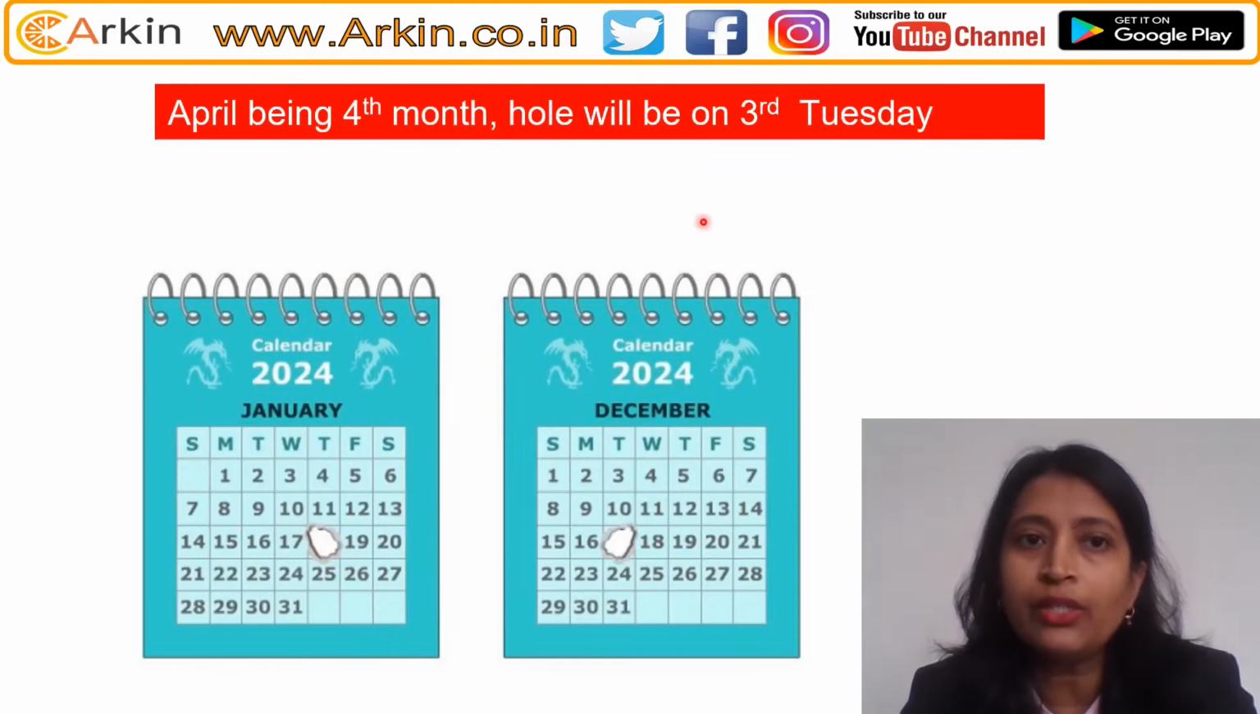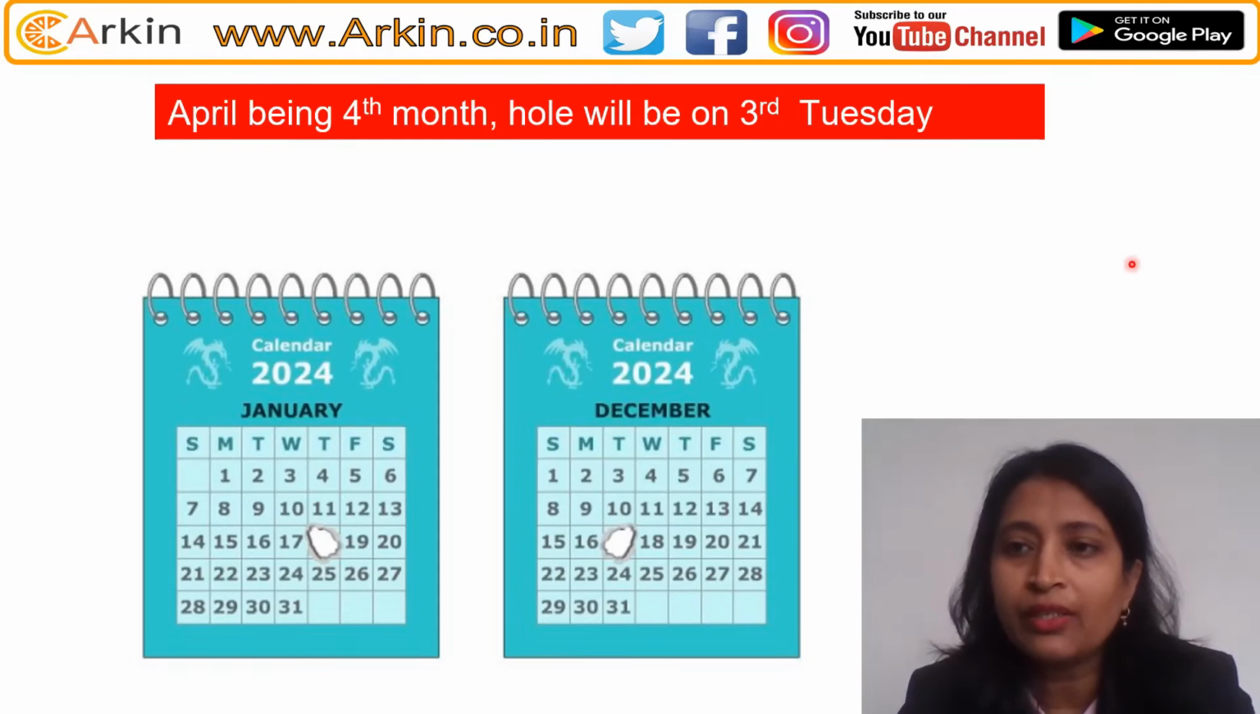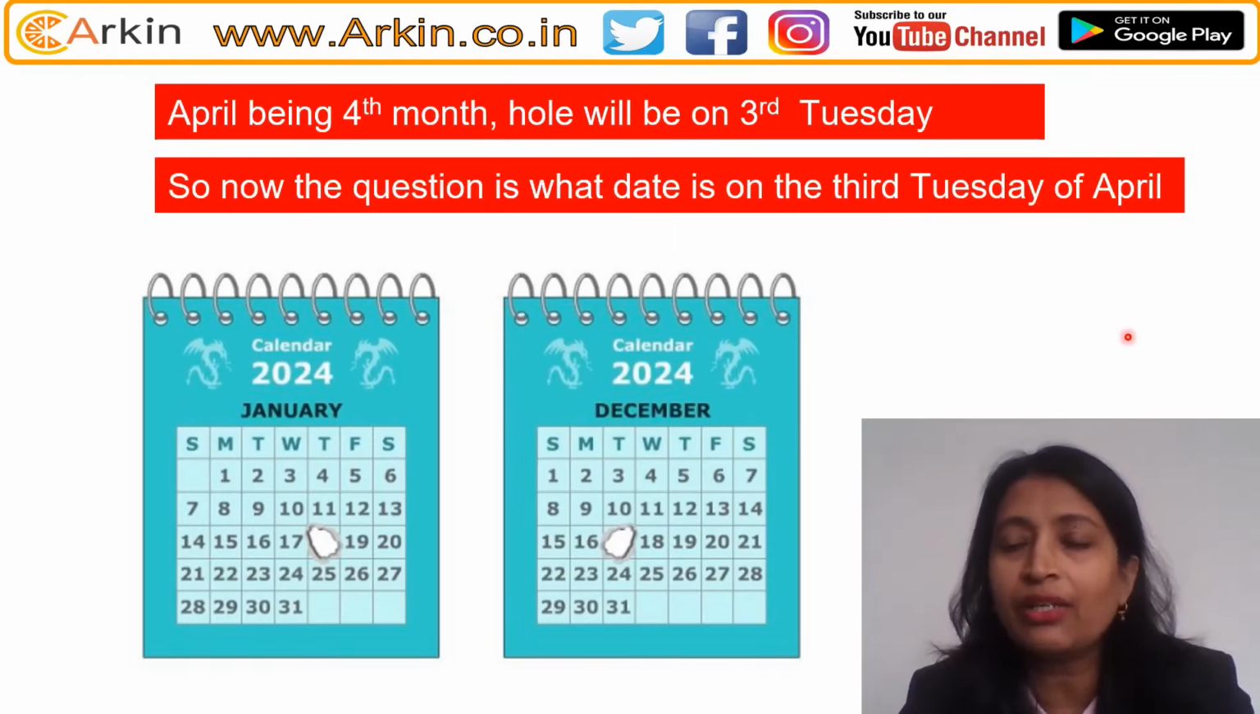So the question here becomes, April being the 4th month, the hole will be on the third Tuesday. So the question actually asked in the paper is, what date is on the third Tuesday of April?